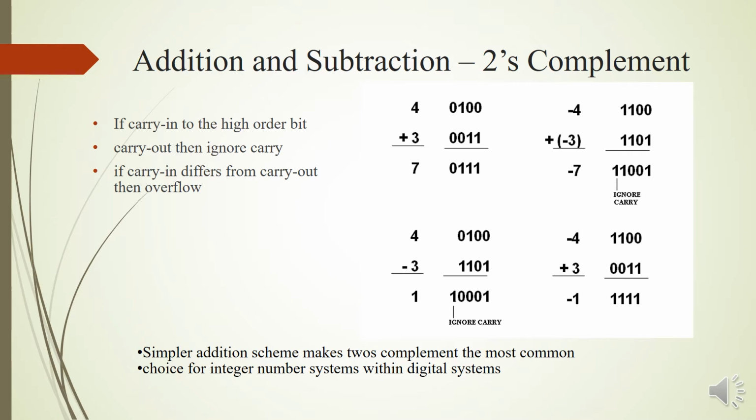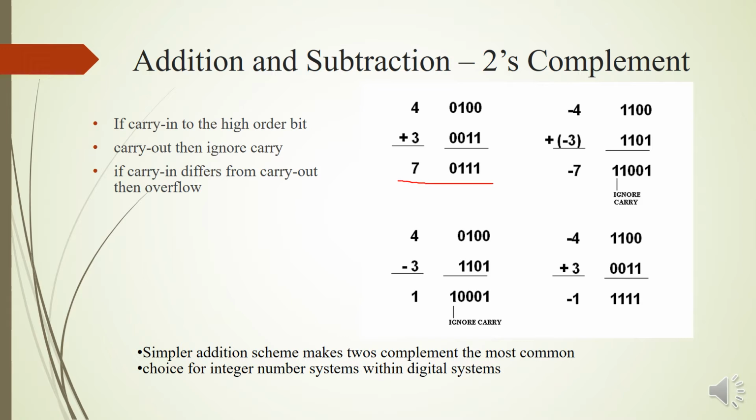Now we'll discuss addition and subtraction operations using the 2's complement method. Consider the numbers plus 4 and plus 3 in decimal representation. 4 is represented in 2's complement as 0100 and 3 is represented as 0011. As both the numbers are positive, we can directly add them to get the final sum.